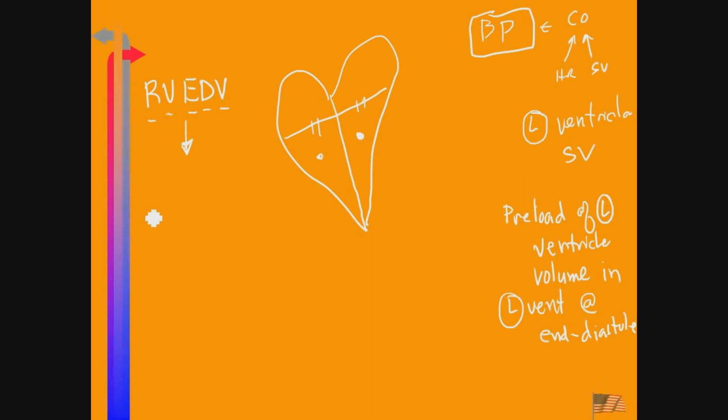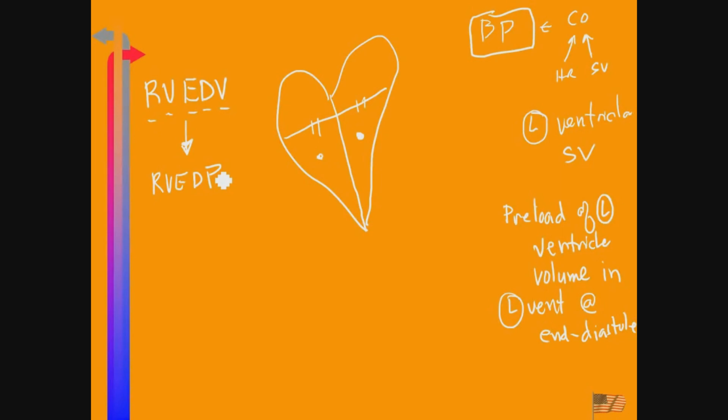If I have a volume of blood in a closed chamber, that volume of blood is going to exert a pressure, isn't it? So by measuring the right ventricular end diastolic pressure, I can have an idea of how much volume is there. There's a relationship between those two. Put more volume in there, pressure within that chamber is going to go up. Take volume out, pressure is going to go down.